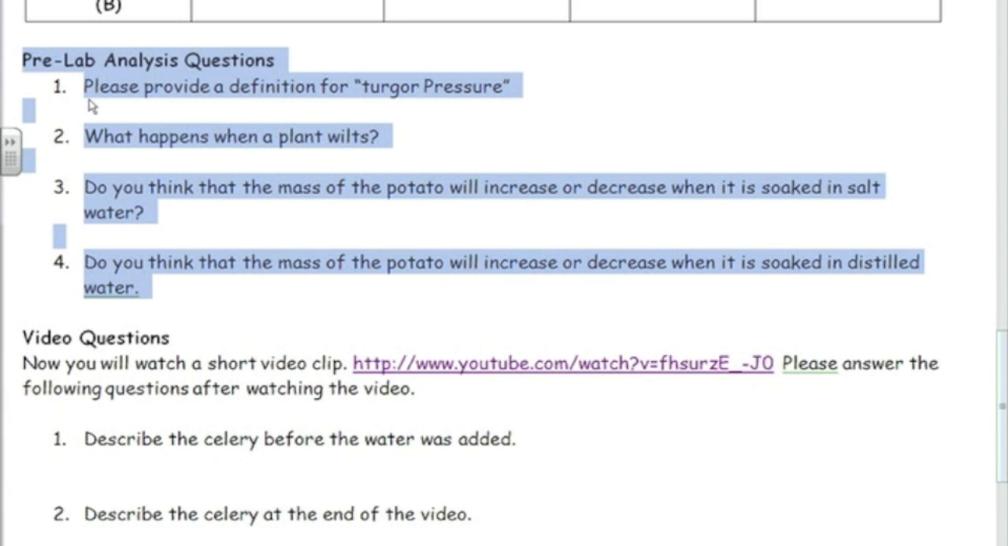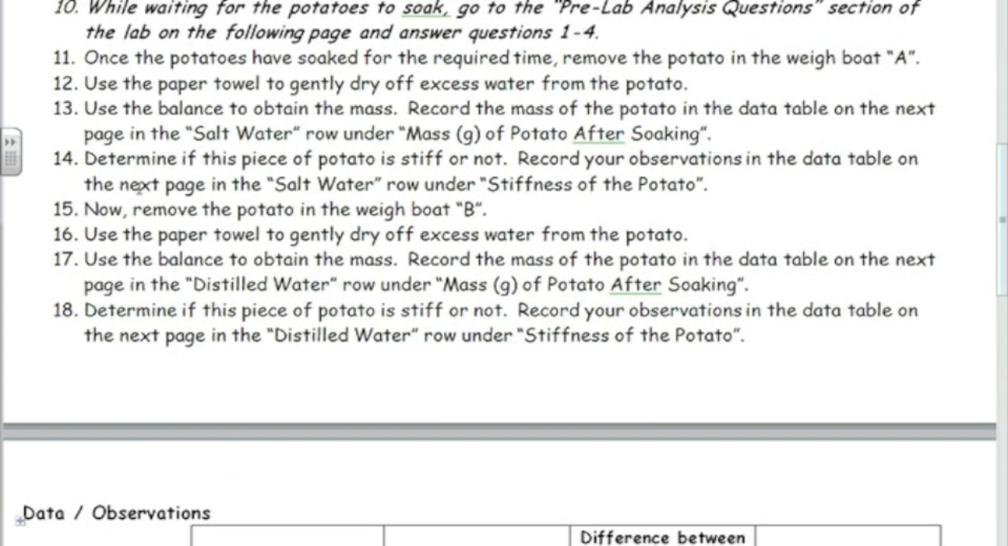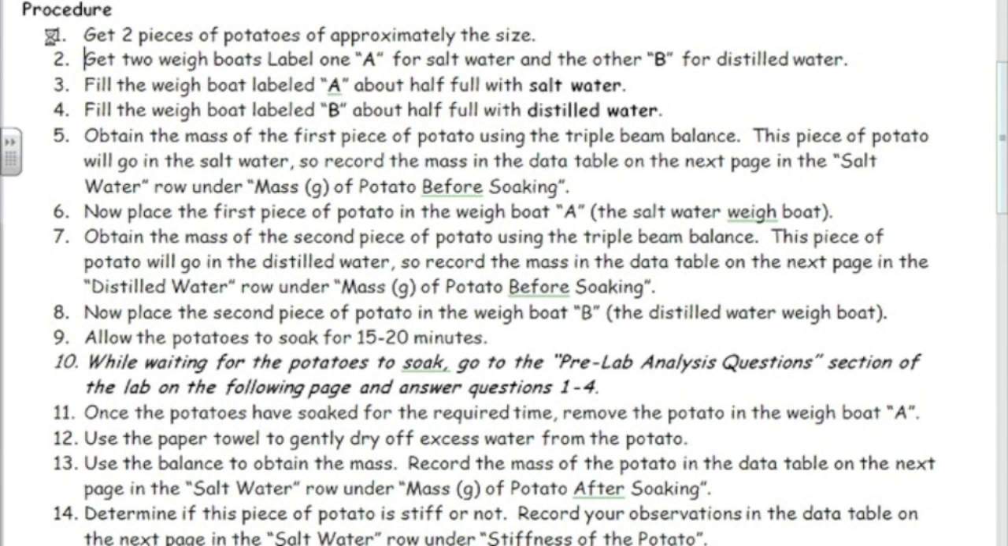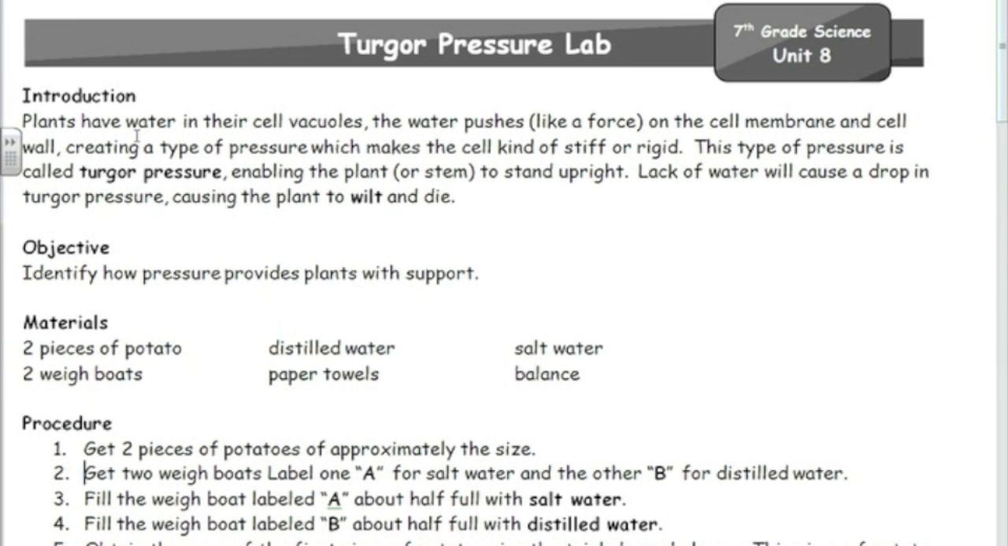Questions 1 and 2, you can get the answers from the introduction section of the lab. 3 and 4 are more of a hypothesis type situation. You're going to hypothesize as to what you think is going to happen to the 2 potato slices. Also, even though you're not physically completing the lab procedure, you need to go ahead and read through this lab procedure so you have a little bit more of an understanding as to what we are doing.